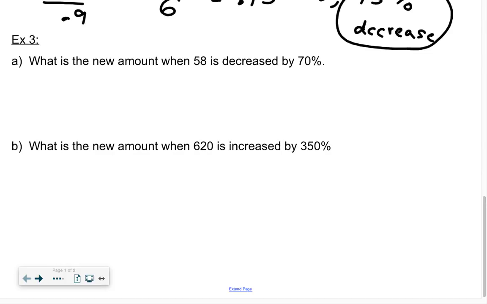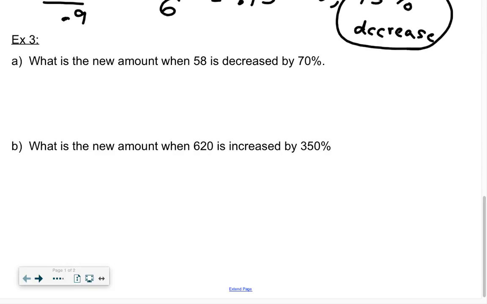And then we get into problems like number 3. Same concept, just kind of a different way of viewing it. Different parts are given to us. What is the new amount when 58 is decreased by 70%?